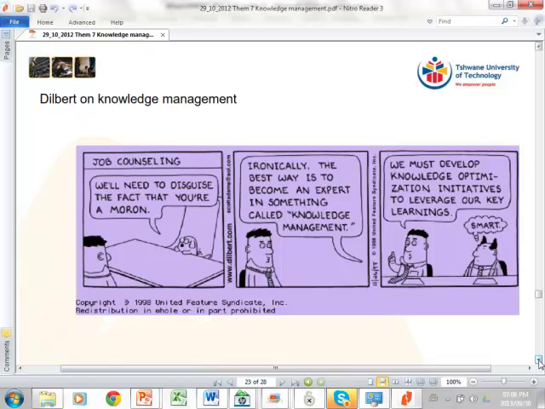Okay, so basically what Dogbert does is he just teaches the moron the right keywords. And unfortunately, keywords will only take you that far. At some stage, you have to deliver.